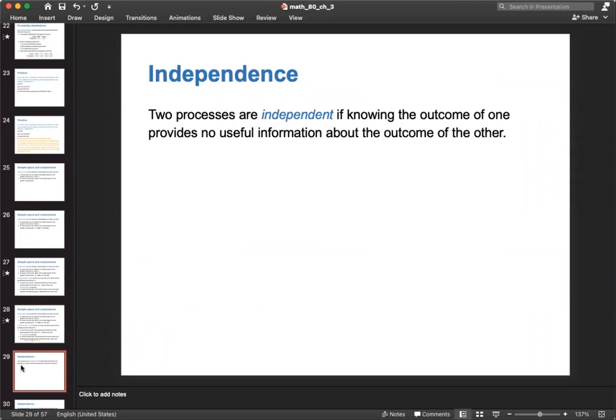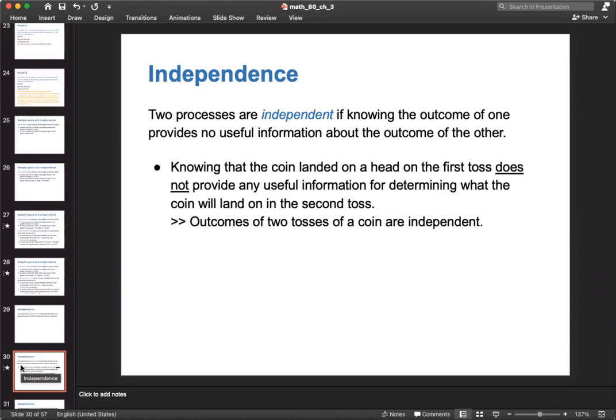Now, 2 processes are independent if knowing the outcome of one doesn't give you any information about the outcome of the other. So for example, if you flip a coin, and you know that you got a head on the first toss, it doesn't give you any information for determining what you're going to get on the second toss. So the outcomes of the 2 tosses of a coin are independent. Knowing the outcome of one doesn't provide any useful information for the outcome of the other. That's the coin flip problem. Each subsequent flip is independent of the previous ones.